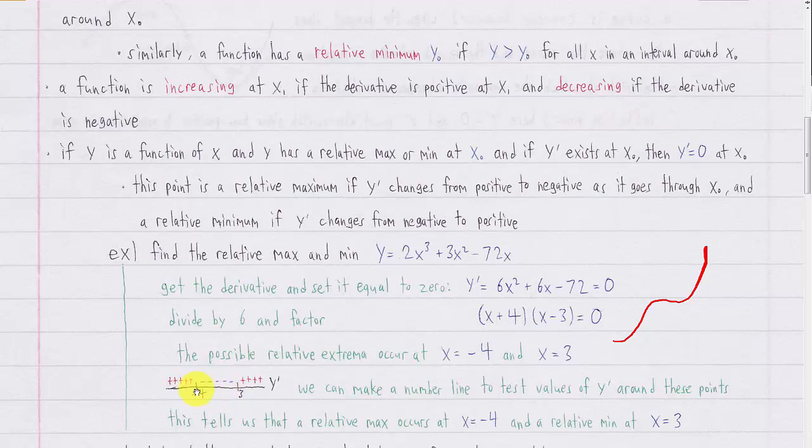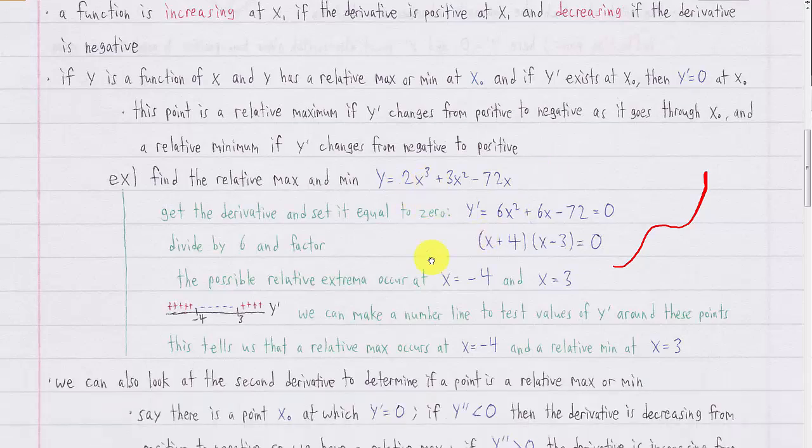So we can see that at each of these points, the derivative switches signs. At -4, it switches from positive to negative, which means -4 is a maximum. And at 3, it switches from negative to positive, which means it's a minimum. So we found 2 points, one relative max, one relative min of this function.